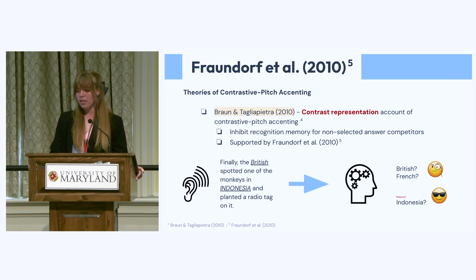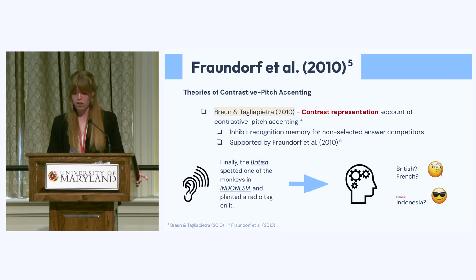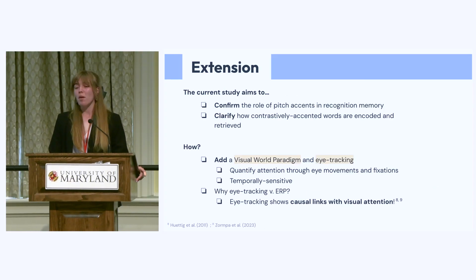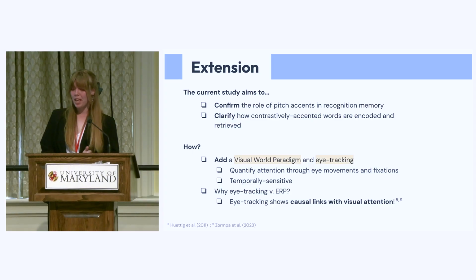Further experimentation in the 2010 piece supports the contrast representation account, but more work is needed to draw conclusions on this front more definitively. So the current study is a replication extension of Fraundorf et al.'s 2010 piece. It aims to confirm the role of pitch accents in recognition memory and clarify the difference in how contrastively and presentationally accented words are processed. So to do this, we used the same audio stimuli as the original experiment, but we incorporated a visual world paradigm. 240 visual stimuli, which I drew, and eye tracking equipment were added for this extension.